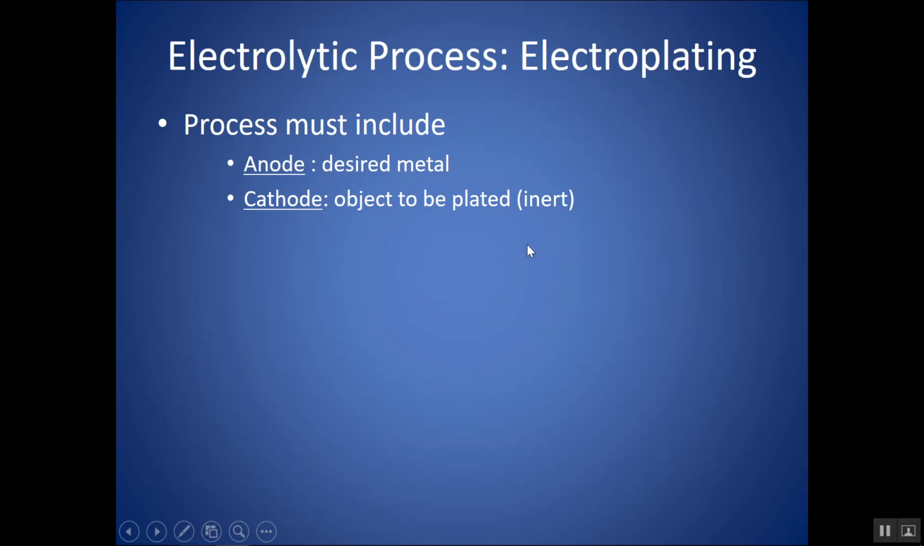So electroplating is when you want to take an object and plate it with a metal. So this happens a lot with silverware or jewelry or something like that. Your anode would be whatever metal you desire to be plated. So if you want to plate something with copper, it would be copper. If you want to plate something with silver, it would be silver. And your cathode would be the object that is to be plated, which is inert. It's not actually reacting. We're going to plate something on top of it.